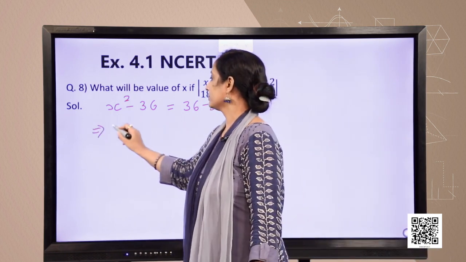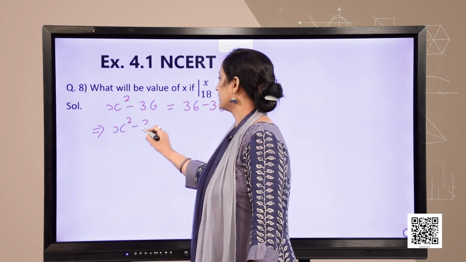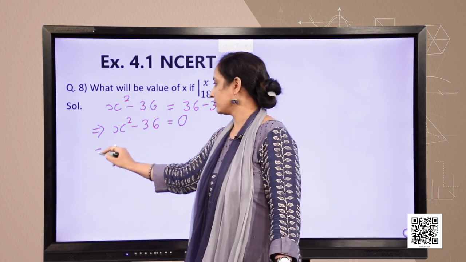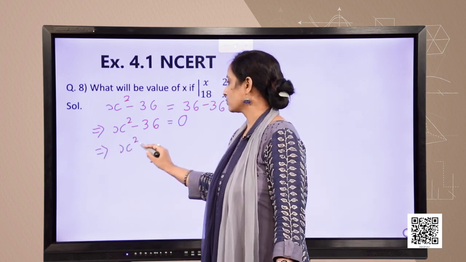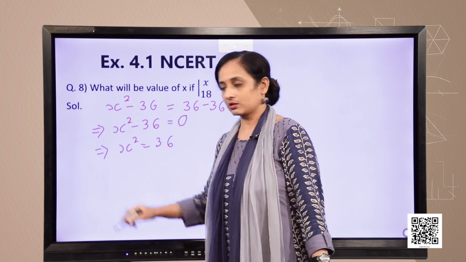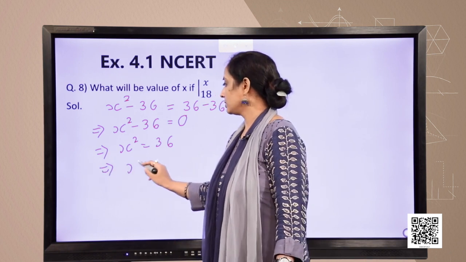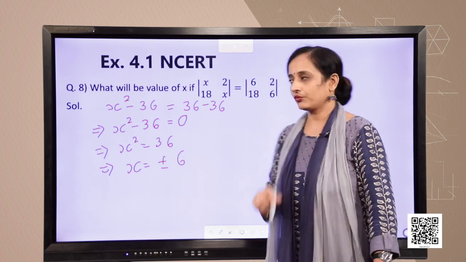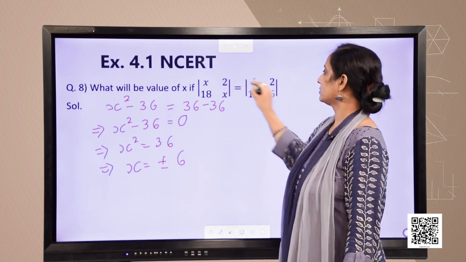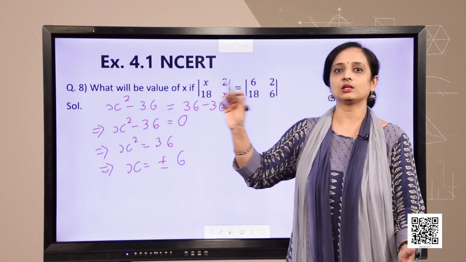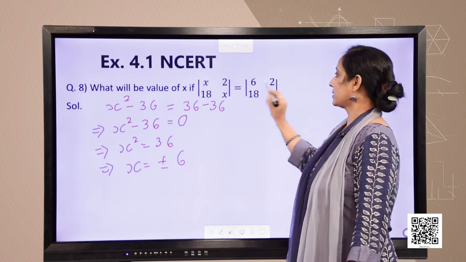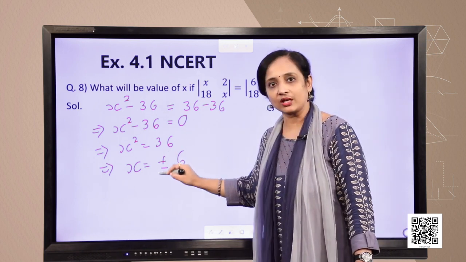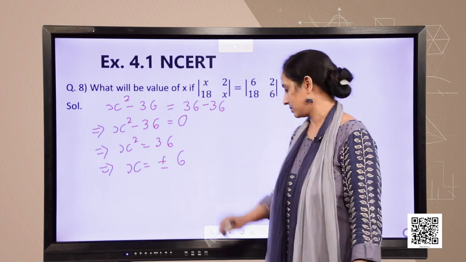So this is giving you x square minus 36 is equal to 0, which is giving us x square is equal to 36, which is x is equal to plus minus 6. If you would have calculated these two determinants as equal, that means x is coming as 6, you would have lost one value, x is equal to minus 6.